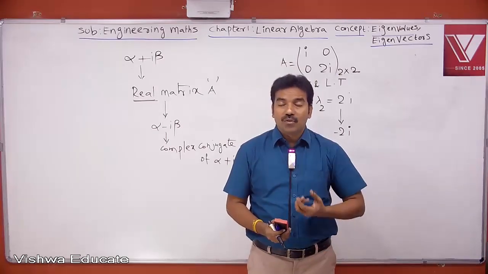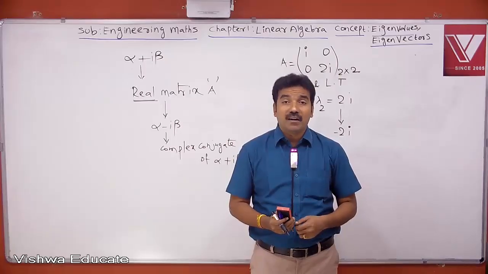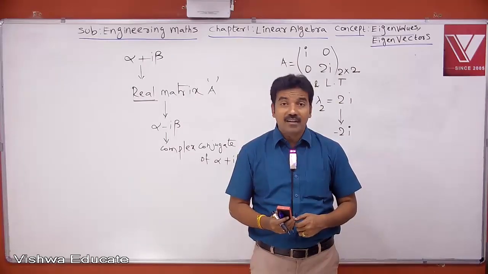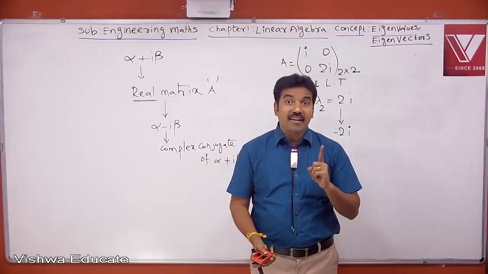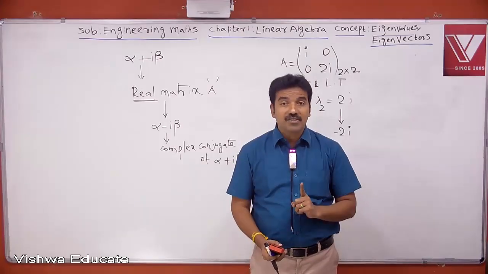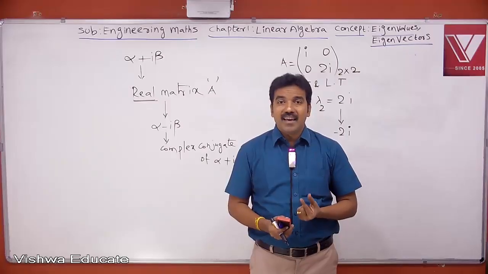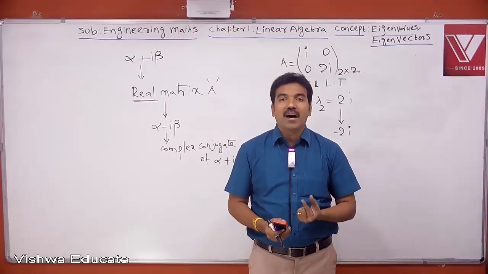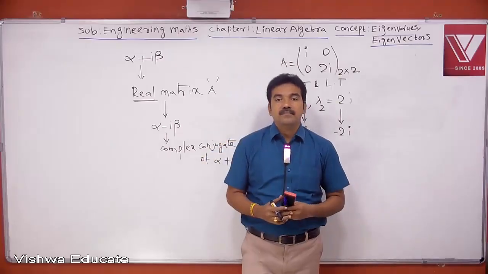will be real numbers. So the conclusion from all these examples is, if A is a real matrix with odd size, then it has at least one real eigenvalue. Let me repeat this. If A is a real matrix with odd dimension, then A has at least one real eigenvalue. Note this point.